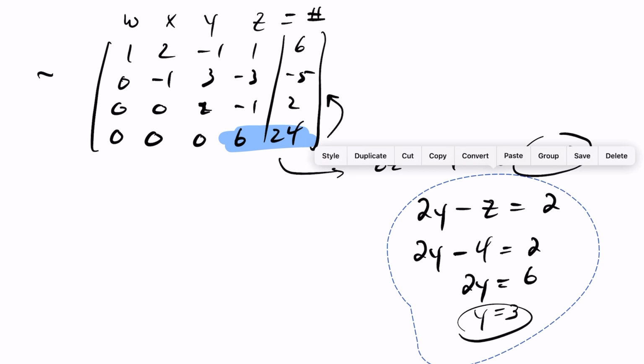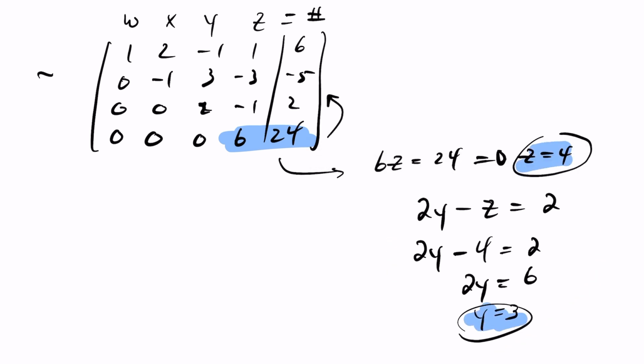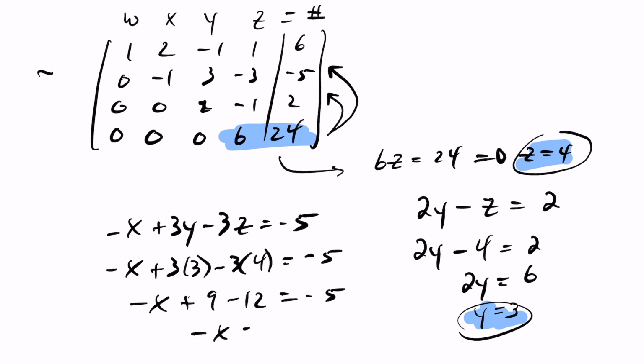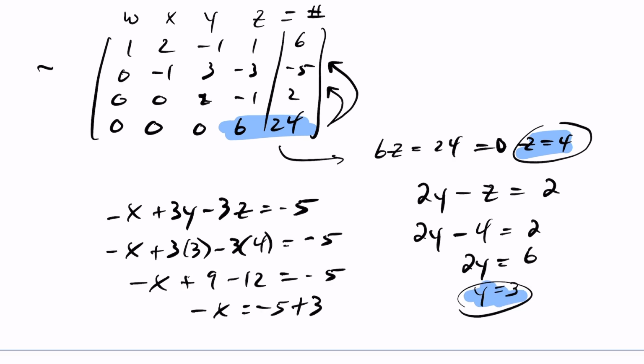Now, if you can see here, I now know the value of z. I know the value of y. I can now substitute both of those into my second equation from the top here. And this ends up being negative x plus 3y minus 3z is negative 5. And negative x is what we want to solve for. I know the y value is 3. I know the z value is 4. And it's just a matter of solving for this here. This becomes negative x plus 9 minus 12 is negative 5. End up getting here negative x is going to be negative 5 plus 3, and solving here, you end up getting here that x is 2.